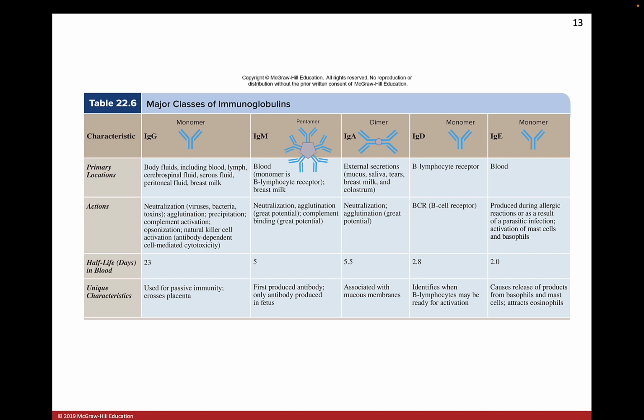They work via agglutination, precipitation, and the activation of complement. They also will opsonize and activate natural killer cells, and so they're antibody-dependent cell-mediated cytotoxicity. They have a relatively long lifespan of about 23 days, and these are actually used for passive immunity and cross the placenta. Whereas IgM, we're looking at a B lymphocyte receptor, found in breast milk. Neutralization, agglutination, complement binding are jobs associated with this. They only last for about 5 days. Now, this is the first produced antibody, and it is the only antibody produced in a fetus.